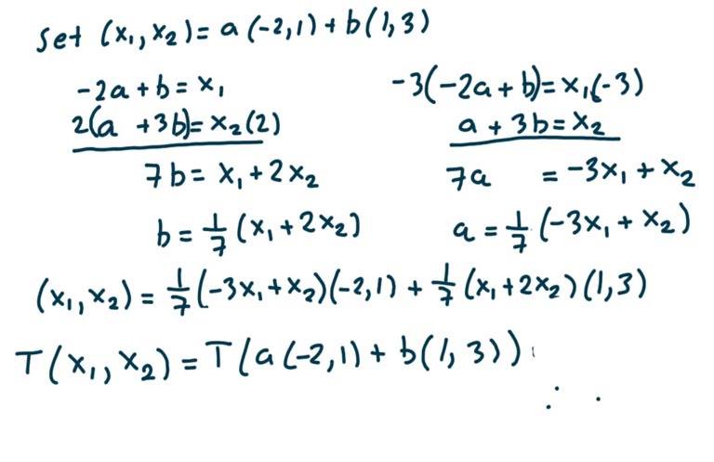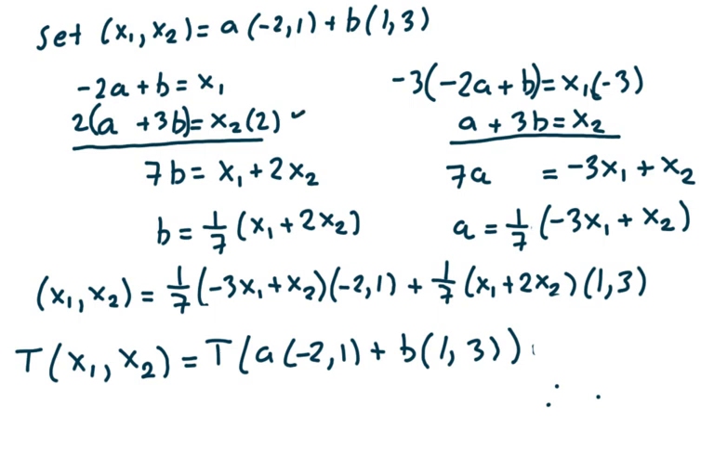Now I'm going to take the second equation and multiply by 2 on both sides. When I do that, I get 7B equals x1 plus 2x2. Solving for B, I get B equals 1/7 times the quantity x1 plus 2x2.